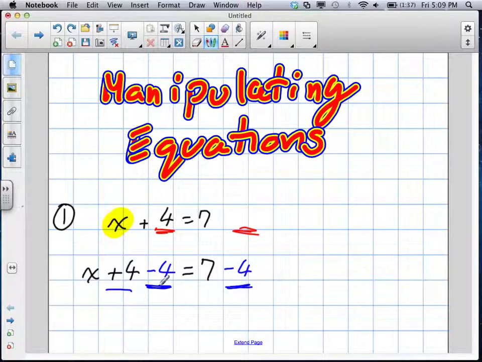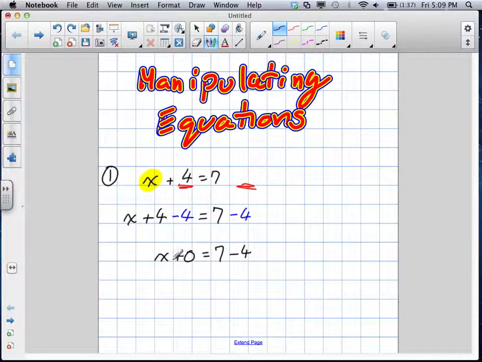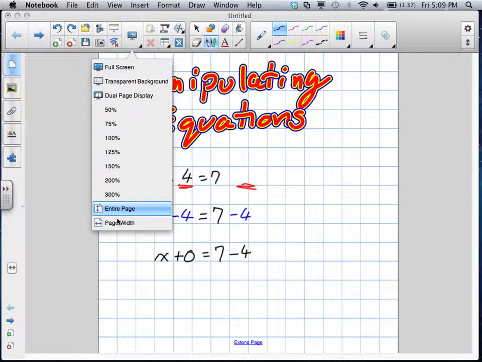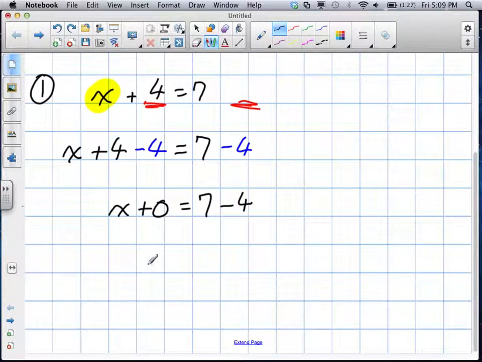What is positive 4 minus 4? 0. So we have x plus 0 is equal to, and we still have 7 minus 4. What will x plus 0 be? Not 0, but x, because we're not adding anything to it. So x is equal to 7 minus 4. What is 7 minus 4? 3. Okay. So that's exactly what you said it was going to be.